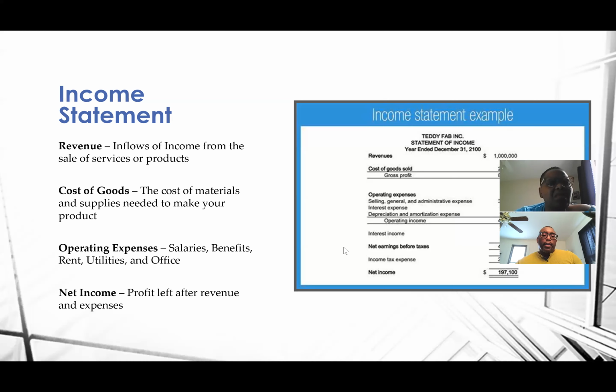So those are different things you can look at and negotiate with expenses. The other thing too, and yes, Roberta.